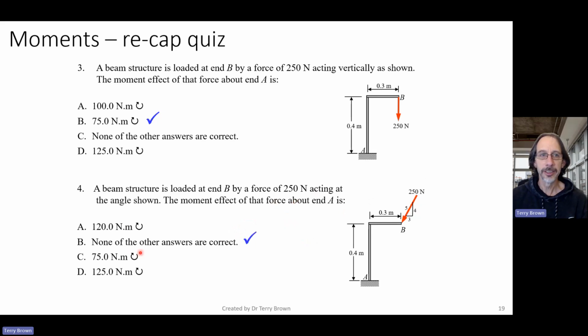So none of these other answers are correct. So if you chose B, what value did you get for your moment? If you got a value other than 0, then you got an incorrect answer also. Okay, right? Because again, remembering that it's the perpendicular distance to the line of action of the force. Right? And this force here, its line of action will pass through point A.